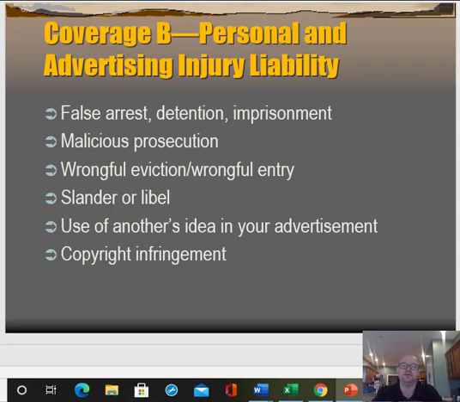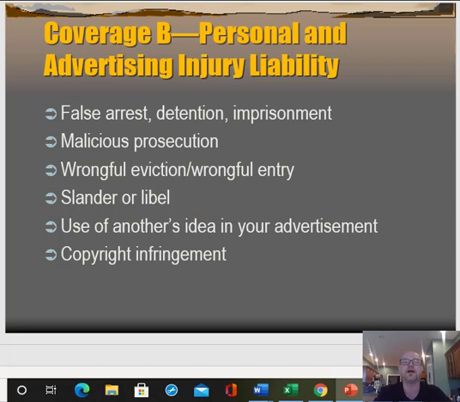Okay, so coverage B, that covers personal and advertising injury liability. So false arrest, detention, and imprisonment. And you say, my goodness, how does a business end up with that? How about this? You catch somebody shoplifting in your store. What can you do? Well, you might want to check with your lawyer before you do anything, because if you hold that person there against their will, that could be false arrest. You got to be real careful with that. If you're detaining people, you don't have the right to do that. Only police officers can do that. The executive branch handles that, not private parties. So if you're going to hold somebody against their will, they could sue you for that.